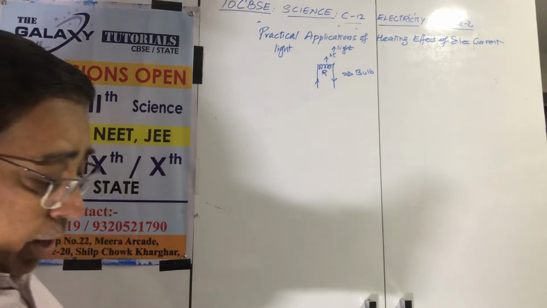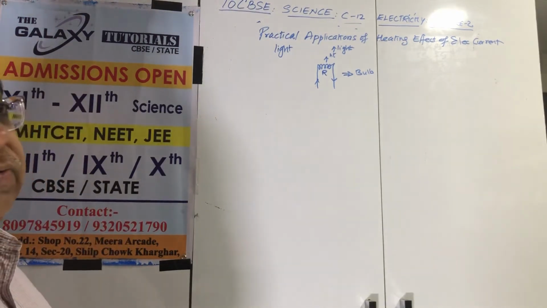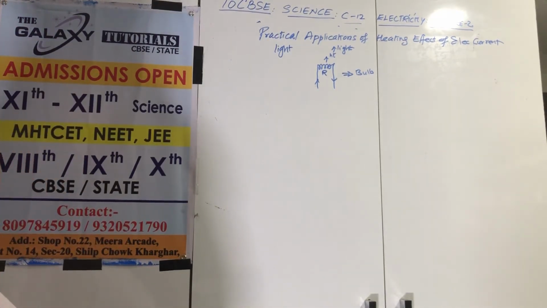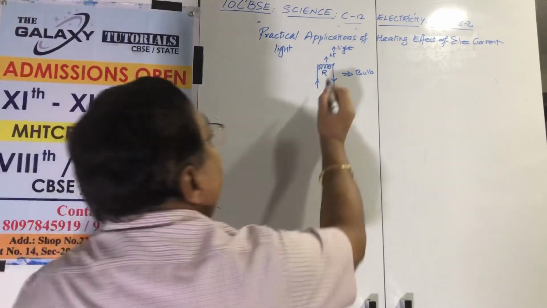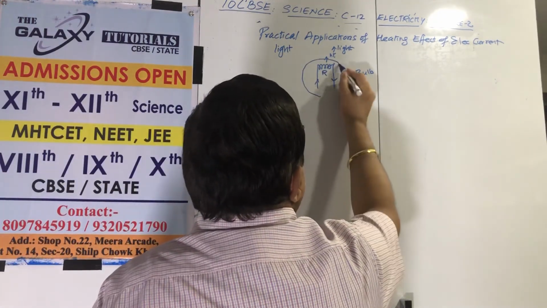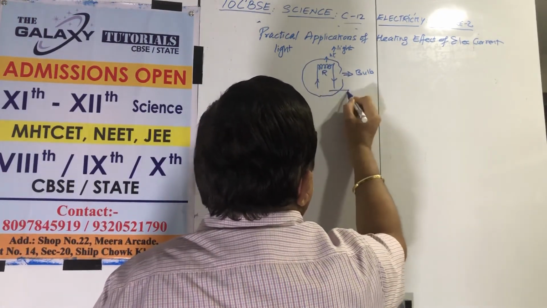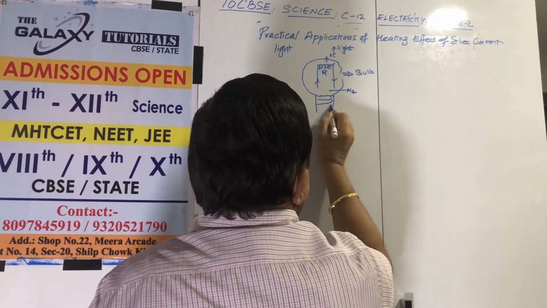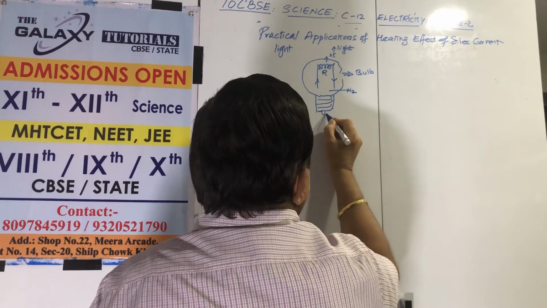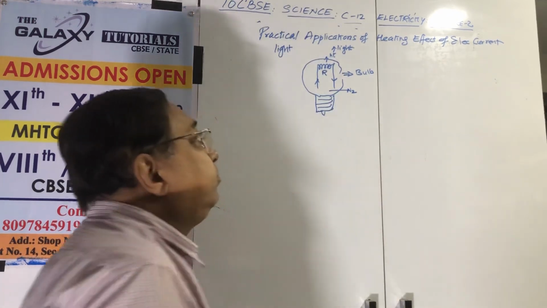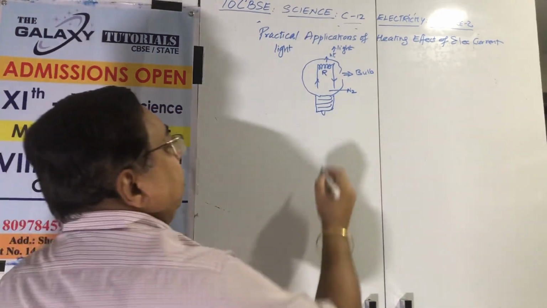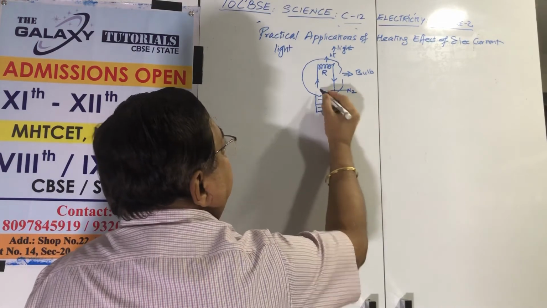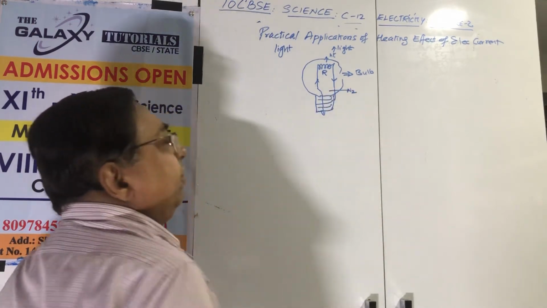Now, because oxygen will combine with a heated metal and form an oxide, we put this in a glass bulb container, and we put nitrogen or another inert gas in it, and we keep points ready. One of this comes here, one of it comes here.